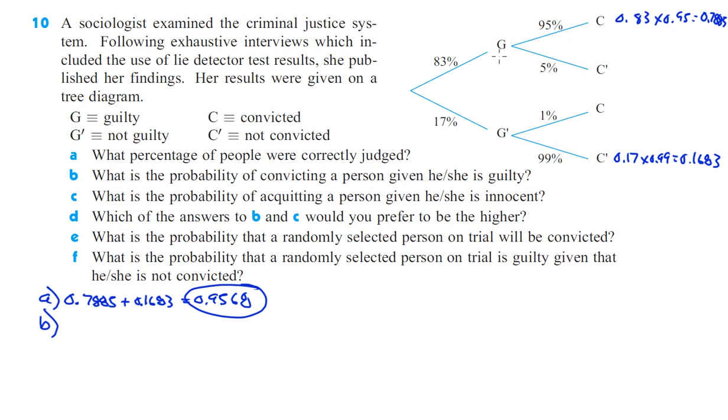So given that they're guilty, so we're just looking at these two sections here, and it says what's the probability of convicting them given that they're guilty? That's just 95%. So there's really not anything to calculate out there. Okay. C, what's the probability of acquitting a person given that they're innocent? So given that they're not guilty, what's the probability that they are not convicted? That would be 99%, 0.99, right?